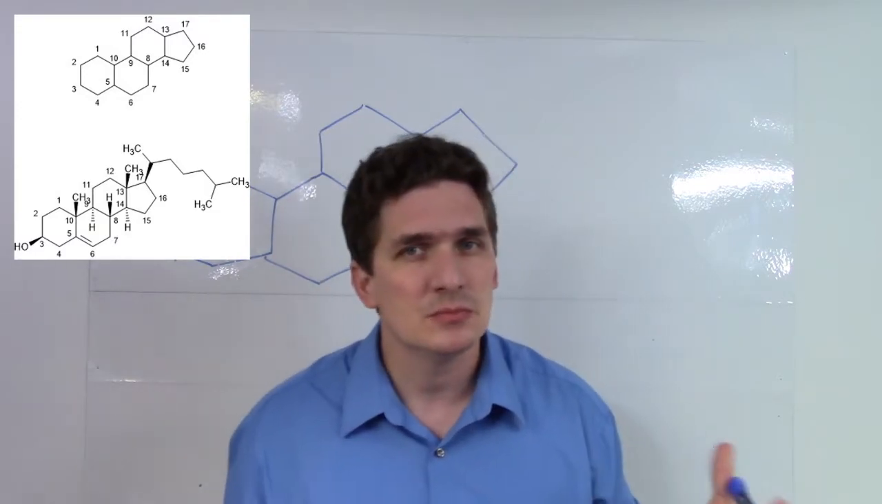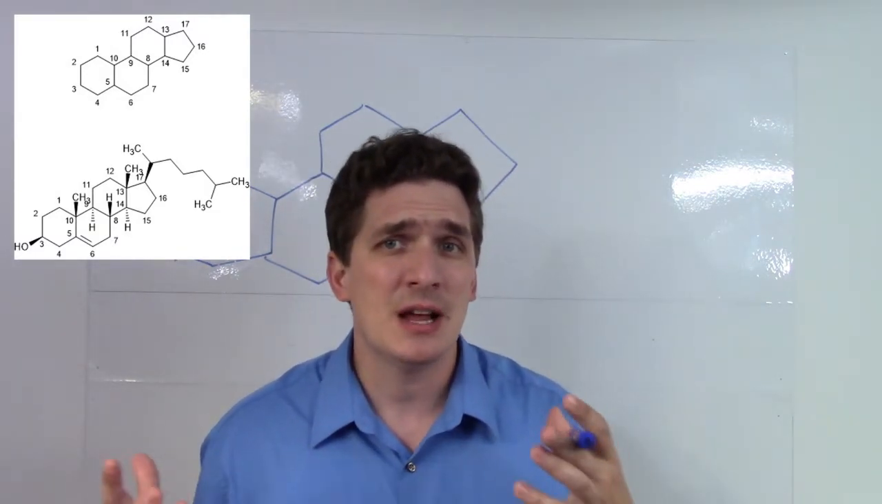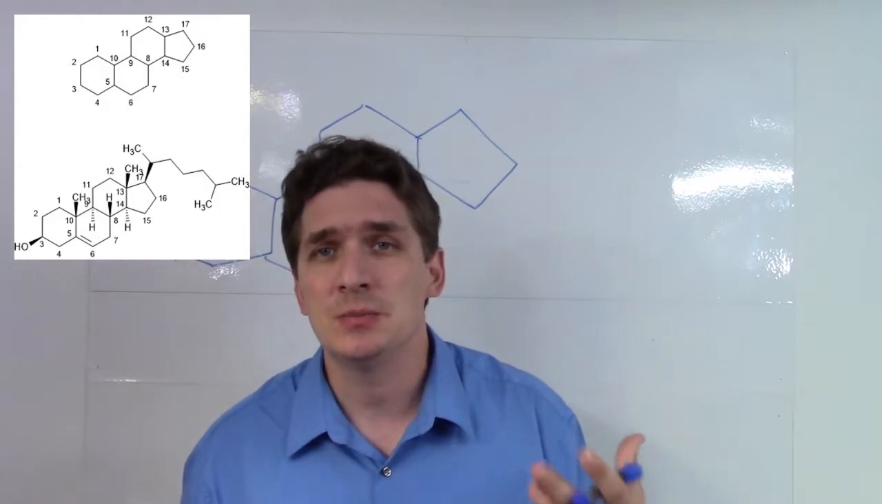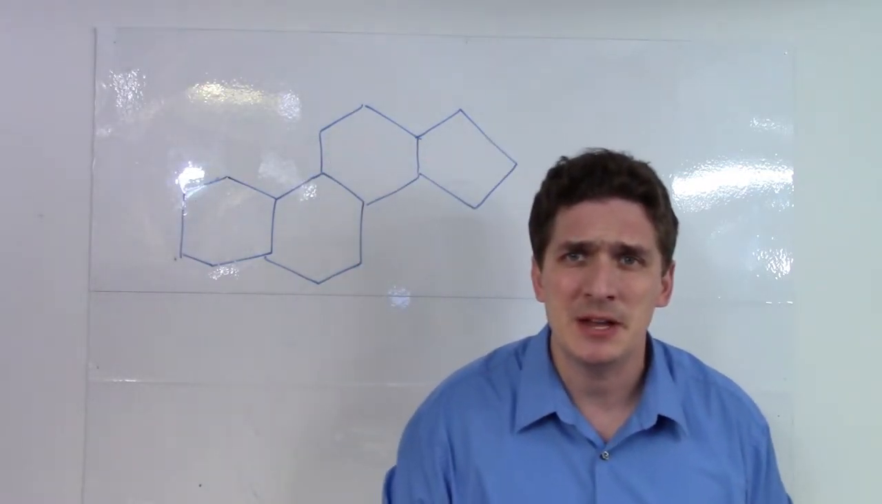Now, the most common steroid in your body is actually cholesterol, and this is kind of a fun fact people don't really know, at least the general public doesn't know. Cholesterol is not fat. Cholesterol is actually a steroid naturally produced by your body. Specifically, it's manufactured in the liver.